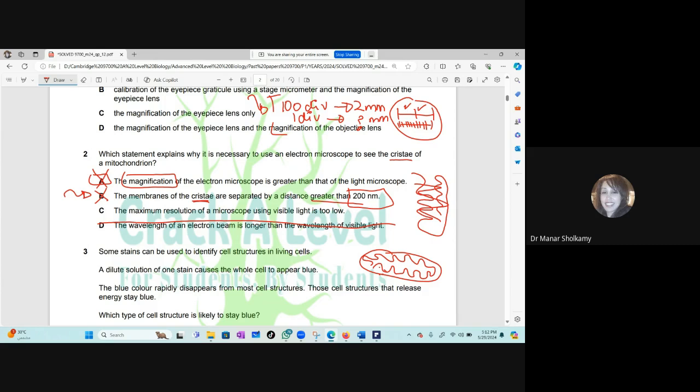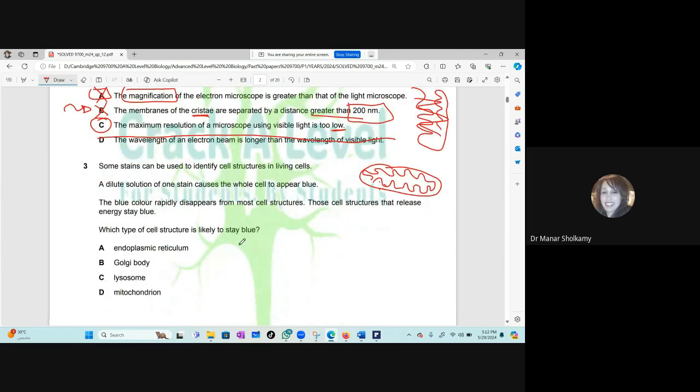So what is the correct answer for number 2? What is the only answer left then? C. Yes, okay. The resolution of a light microscope is very low, and I cannot use a light microscope to see details. So 2C. Okay.